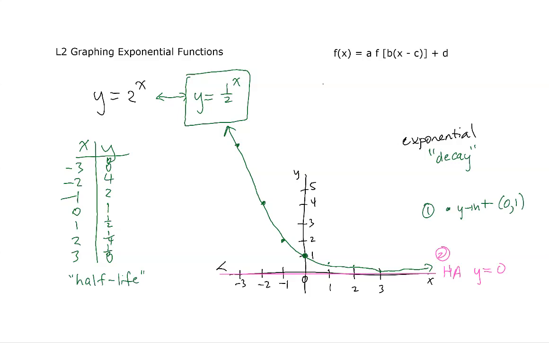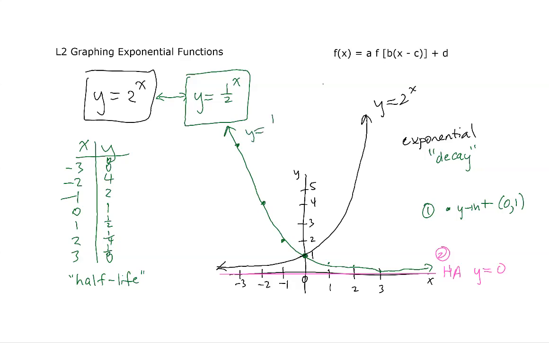Hopefully you also notice something interesting. Now, I didn't get a chance to draw it again, so I have to redo the y equals 2 to the x. And I'll just sketch it out. So this is y equals 2 to the x, and in green, y equals half to the x. Anyone notice anything interesting about these two graphs?